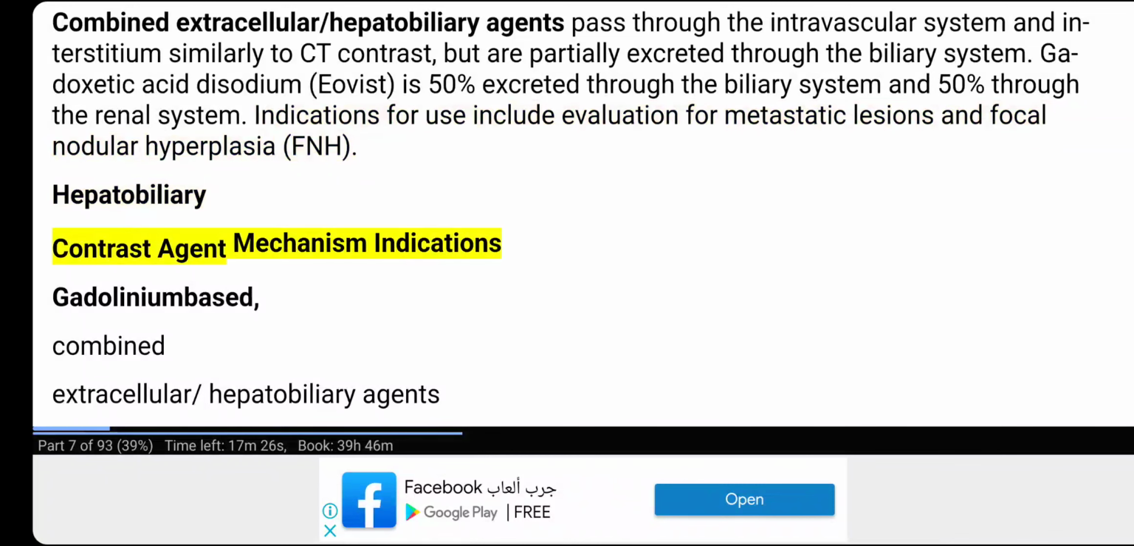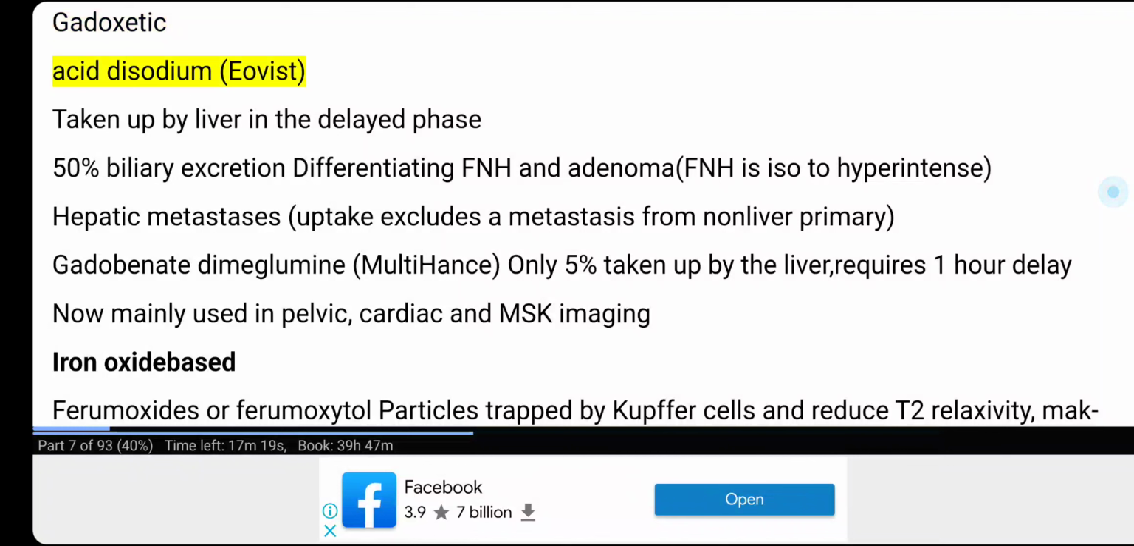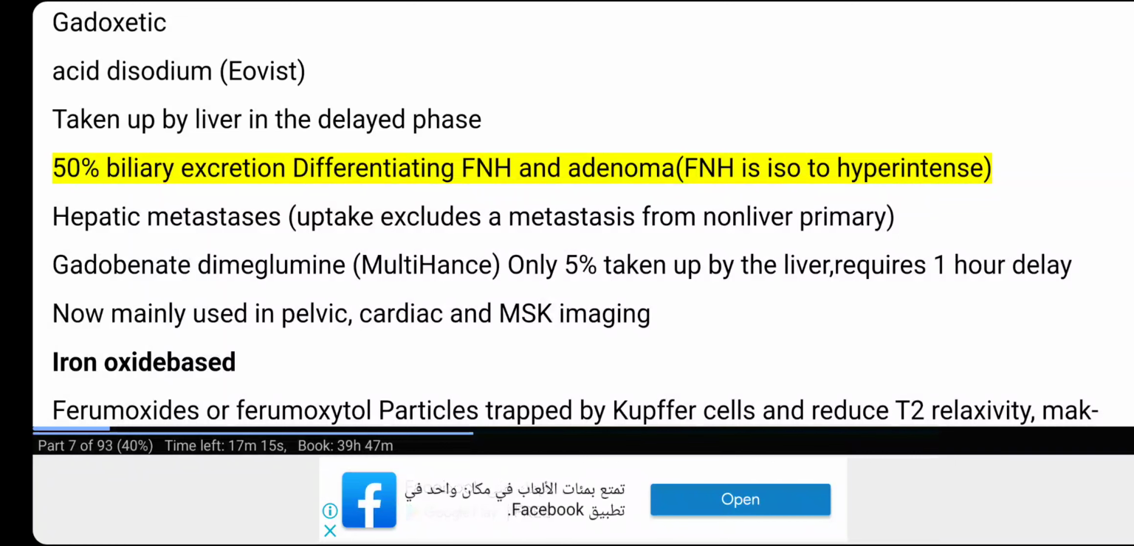Hepatobiliary contrast agent mechanism and indications. Gadolinium-based combined extracellular hepatobiliary agents. Gadoxetic acid disodium, Eovist, is taken up by the liver in the delayed phase, with 50% biliary excretion, differentiating FNH and adenoma. FNH is iso to hyperintense. Hepatic metastasis uptake excludes a metastasis from a non-liver primary.